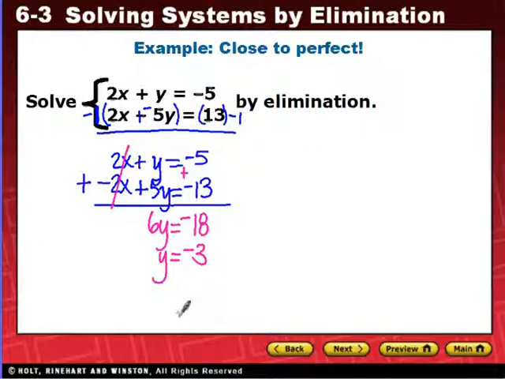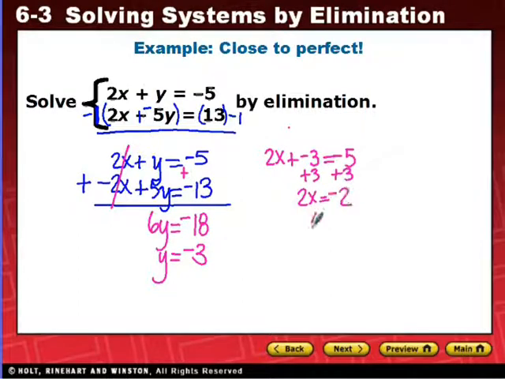Now we take our negative 3, we plug it back into whichever equation seems simpler. I'm thinking equation 1 seems simpler. So 2x plus negative 3 in place of y equals negative 5. And add 3 to both sides, and we get 2x equals negative 2. So x equals negative 1. So it looks like the answer should be negative 1, negative 3.